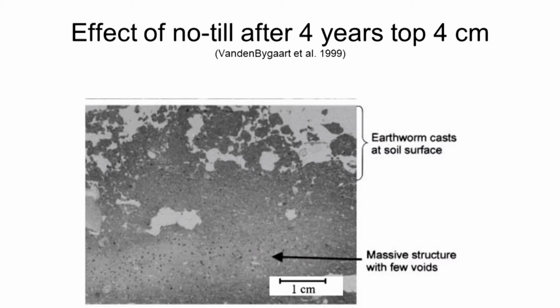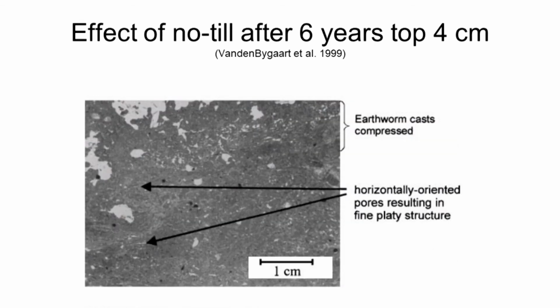So let's see what's going on. This is after 6 years. Okay, so you have more compressed earthworm casts at the top, but what you can see here is that we have more macropores now all of a sudden, these horizontally oriented pores, which are due to earthworms that are burrowing horizontally, doing what earthworms do, just munching around, and creating these horizontal macropores in the soil. Very fascinating. So this is after 6 years.